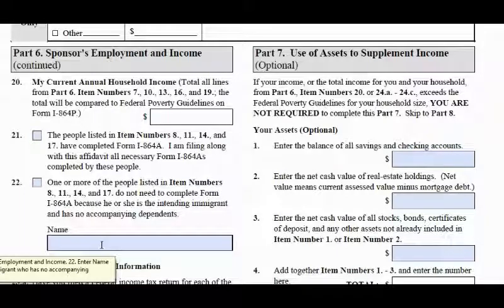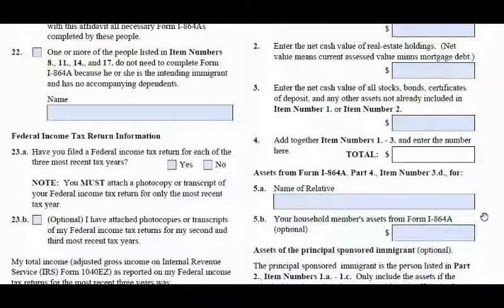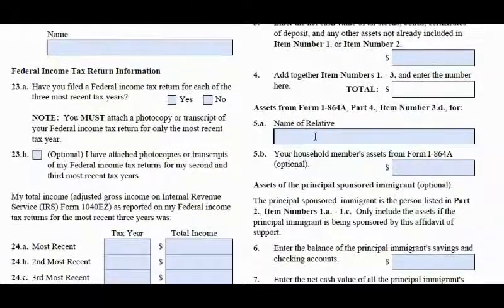Okay, and then from there we're gonna move to 23A, your federal income tax return information. So have you filed a federal income tax return for each of the three most recent tax years? If it's yes, you check yes. If it's no, you check no. Okay. You must attach a copy or transcript of your federal income tax return for only the most recent year. So if you filed them, then you make sure you provide a copy or transcript of those tax returns. Okay, and then 23B is optional, you don't have to.